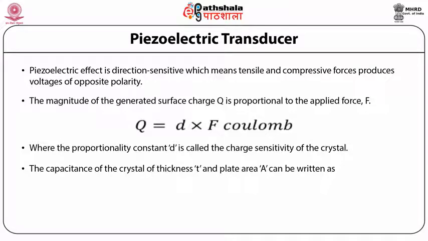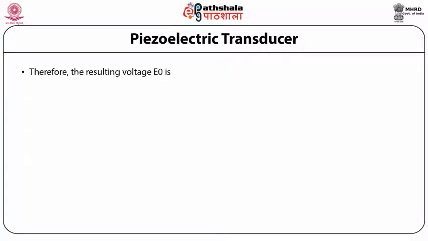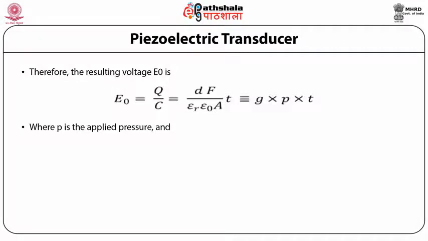The capacitance of the crystal of thickness T and plate area A can be written as C equals epsilon R epsilon naught A by T. Therefore, the resulting voltage E naught is given by E naught equals Q by C, which equals D multiplied by F multiplied by T divided by epsilon R epsilon naught A, which equals G multiplied by P multiplied by T, where P is the applied pressure and G is given by G equals D by epsilon R epsilon naught.